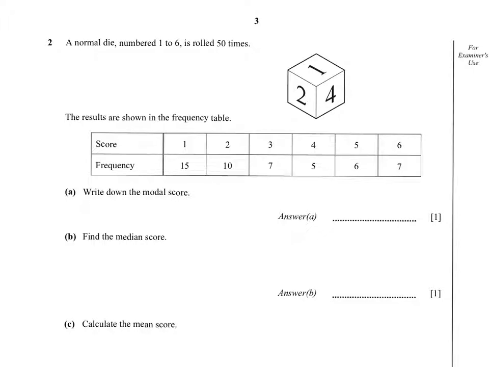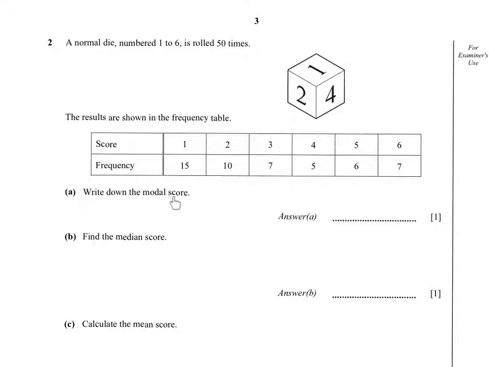Bismillah. In this video, we will practice statistics questions in paper 4. Let me start. The first one, a normal die numbered 1 to 6 is rolled 50 times. The results are shown. 1 appears 15 times, 2 appears 10 times, 3 7 times, 4 5 times, 5 6 times, 6 7 times.